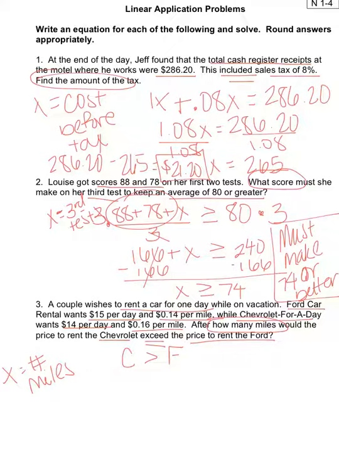So Chevrolet on the left side, they charge 14 per day, and we know that the couple's only using it for 1 day, so that would be $14 plus 16 cents for every mile. We don't know how many miles, so we're going to have to multiply 0.16 times x. That's going to be greater than. Ford charges 15 for 1 day and 14 cents per mile, so 0.14 times x.